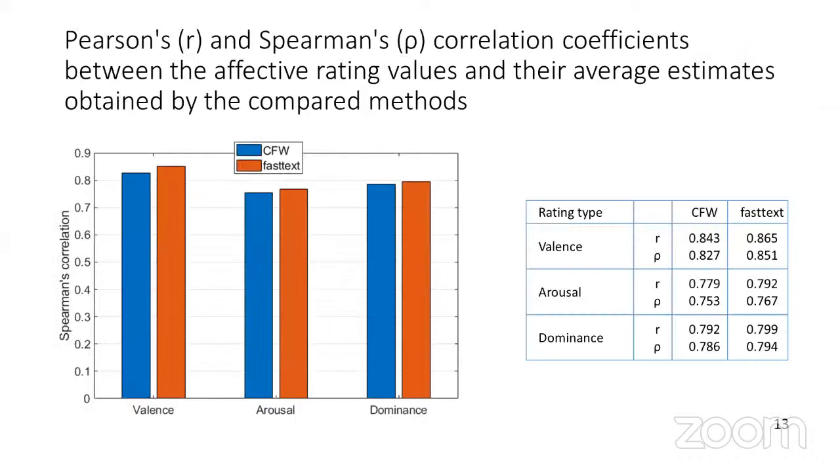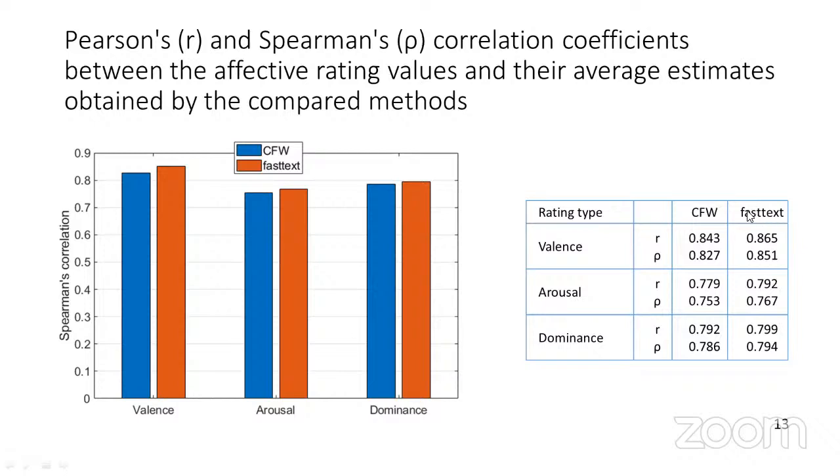So, about comparisons of fastText vectors and explicit word vectors, CFW. We trained our model, and we used 2 types of vectors for analysis. We calculated the Pearson and Spearman correlations between affective rating values and their average estimates obtained from the model. We see the table with the results for 3 rating types and 2 types of vectors.